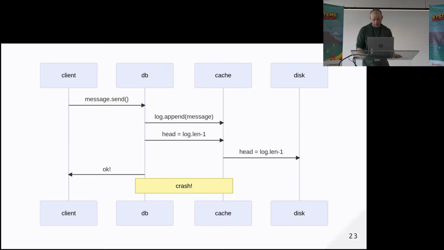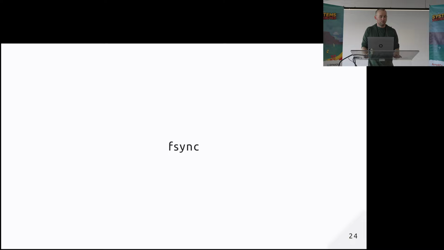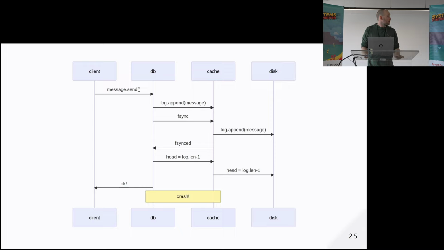So just like we have fences in memory, for controlling ordering on the disk, we have fsync. So after we append this message to the log, we call fsync. And the cache promises that it'll do all of the writes that have happened up to this point before returning, OK, the fsync's good. Then we update the head variable and return OK to the client.